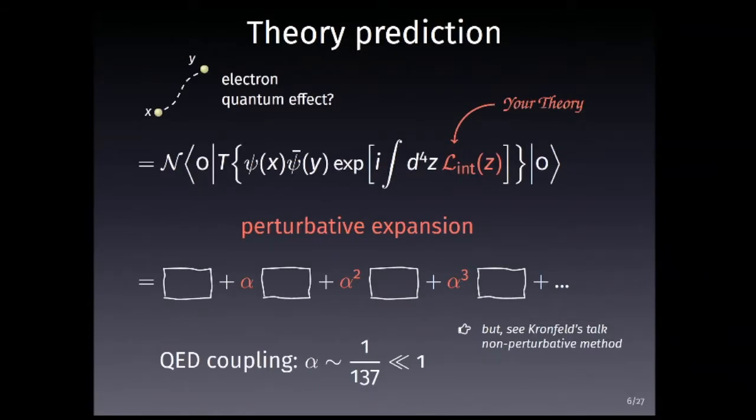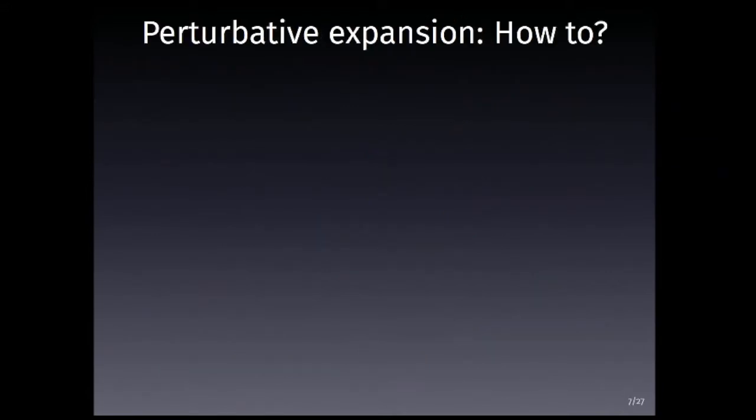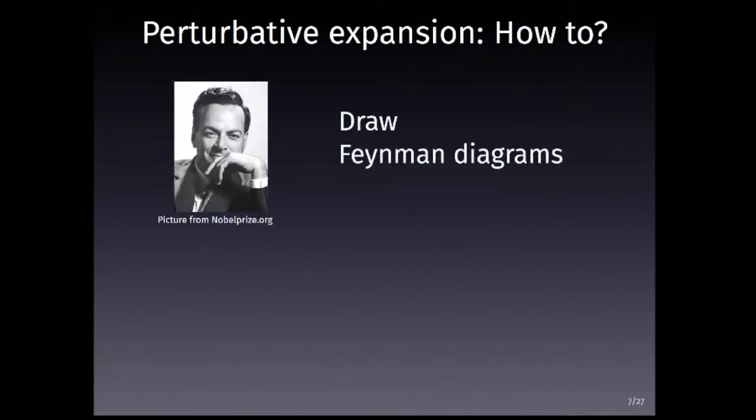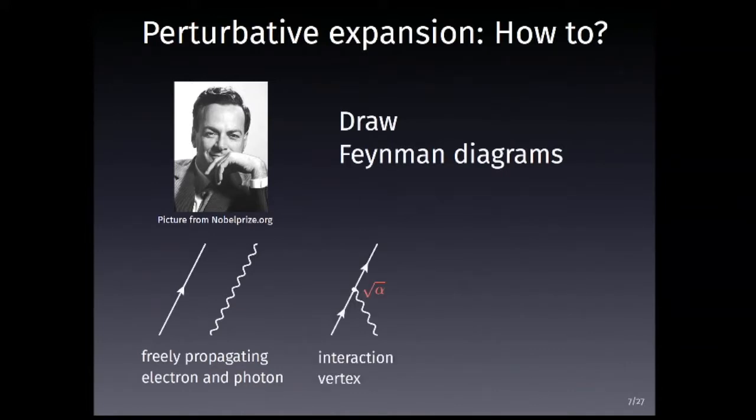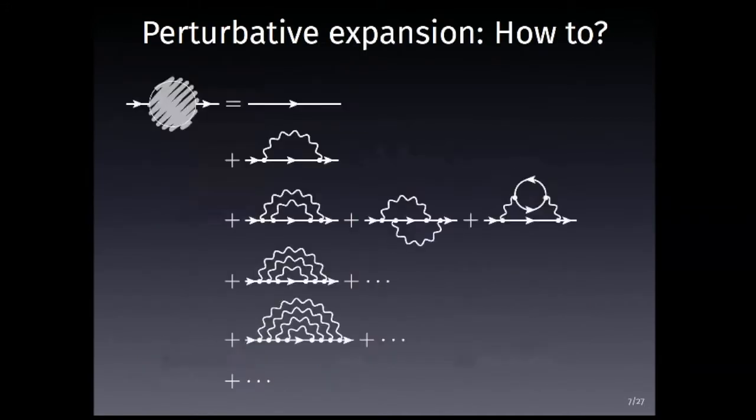Now, how can we do that? Draw Feynman diagrams, invented by Richard Feynman. Just draw some lines with arrows or wavy lines, which mean a freely propagating electron and photon, and also an interaction vertex of them, which is proportional to the square root of alpha. Now, you can draw all topologically possible combinations of them. Like this is one example, which contains two vertices. That means it contributes at order alpha. Then you can think more about such a diagrammatic expansion.